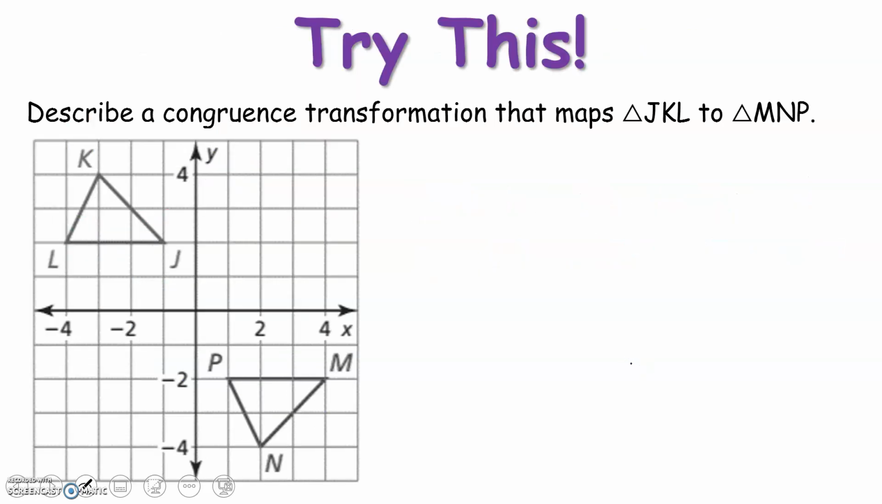All right, now it's your turn to try. Describe a congruence transformation that maps JKL to MNP. Note, J must land on M after the series of transformations. Pause the video, give it a try, compare your answers with your partners.